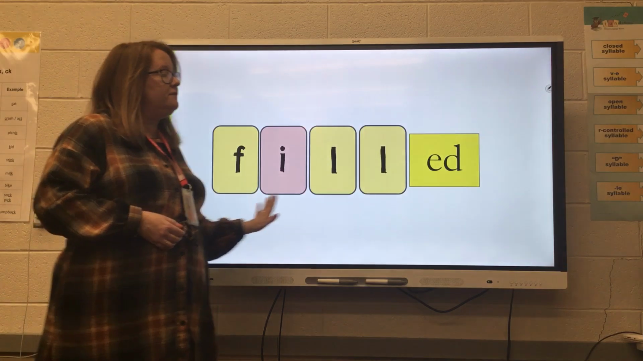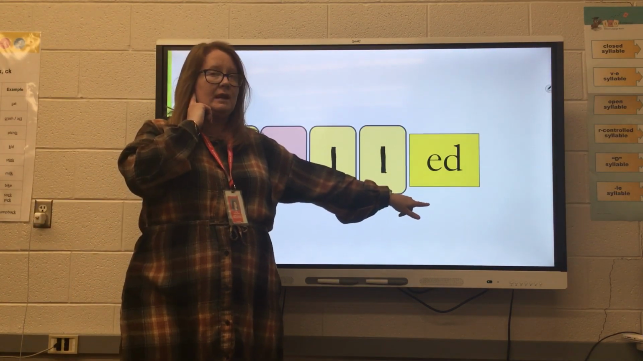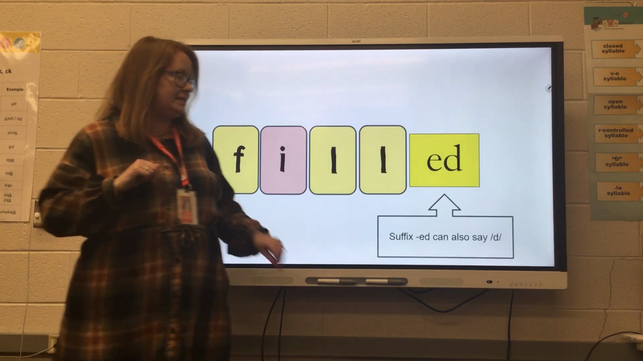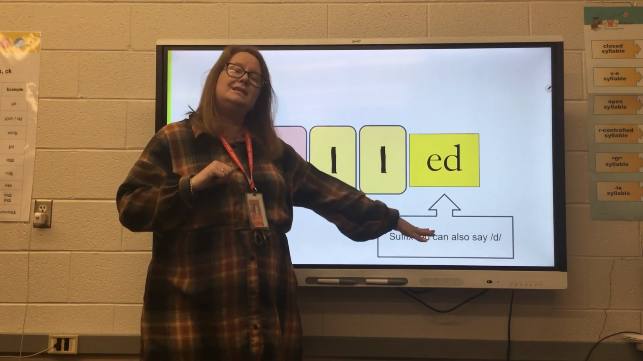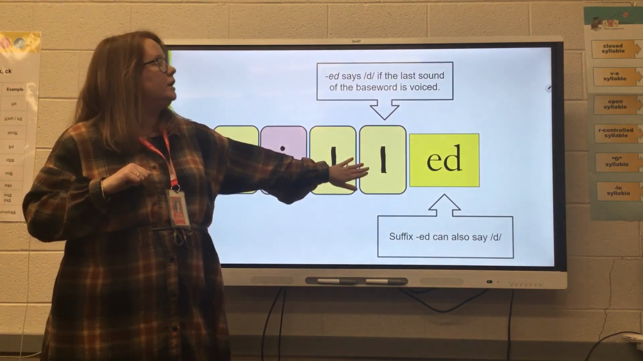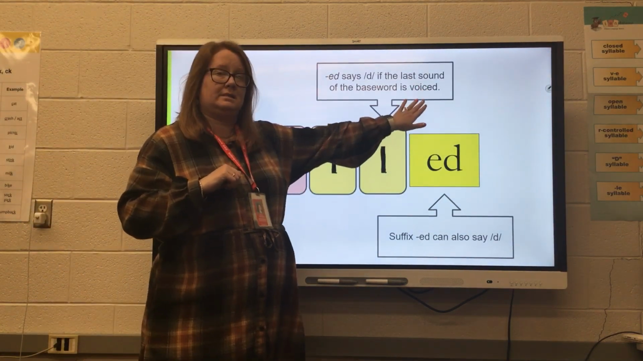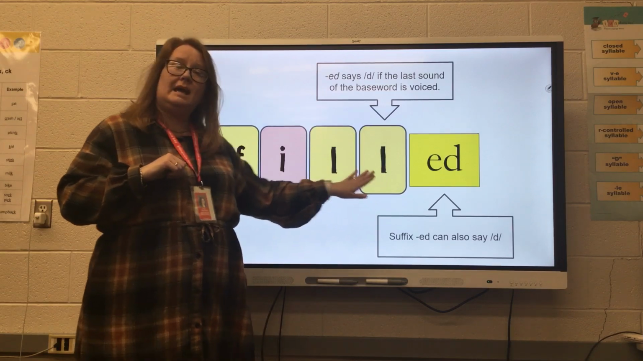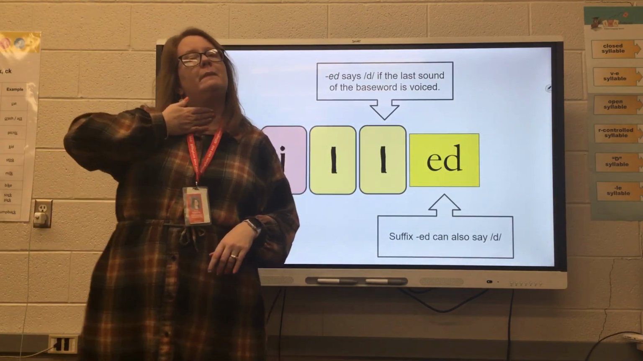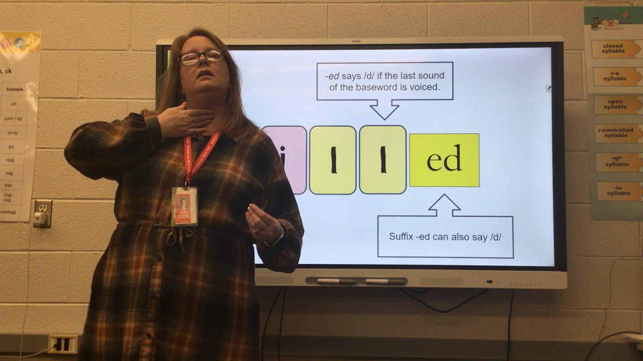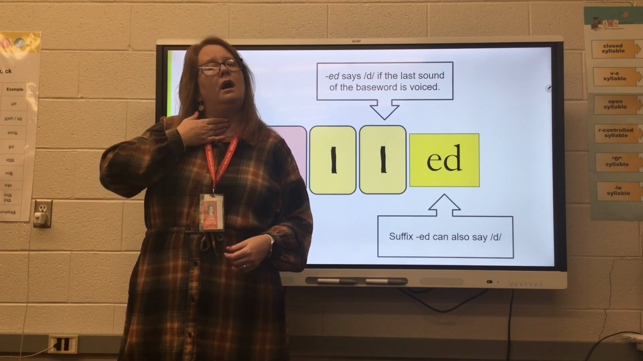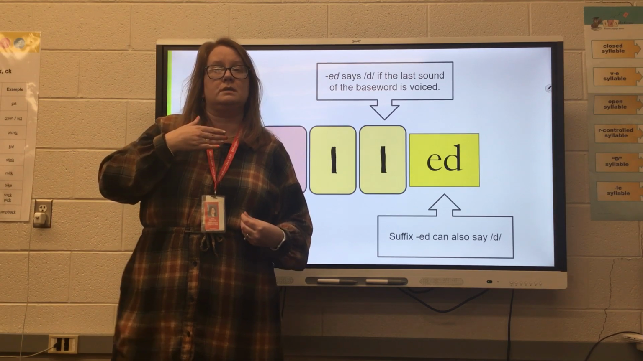This word is filled. Did you hear what sound my ed made? Sometimes ed says d. This is happening because the last sound of my base word is a voiced sound. So my last sound in fill is ooh. Put your fingers back on your throat and make the ooh sound. This time you should have felt some vibration on your neck from your vocal cords.